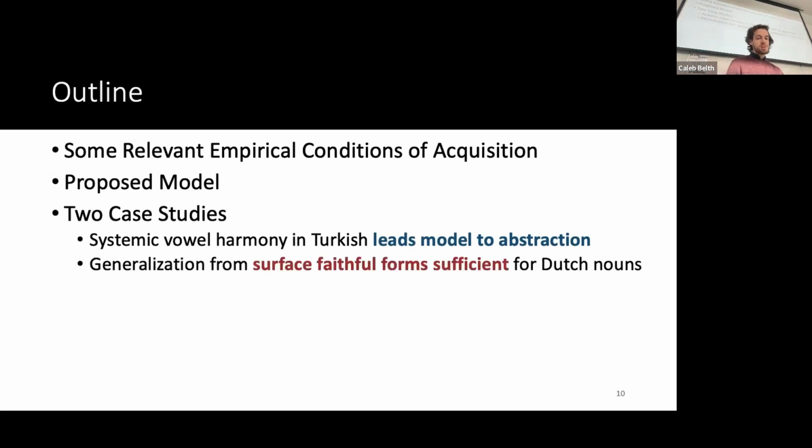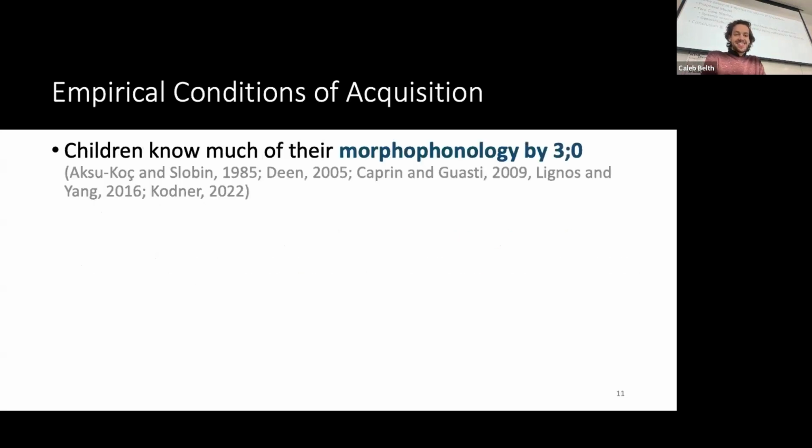Then we'll turn to a case study in Dutch noun voicing alternations. And in this case, the model is going to do the opposite thing. Essentially, the alternation will be a small enough part of the developing linguistic system that abstraction is not needed. Okay, so sorry for the spoilers, but that's where we're going. And then we'll conclude after all that.